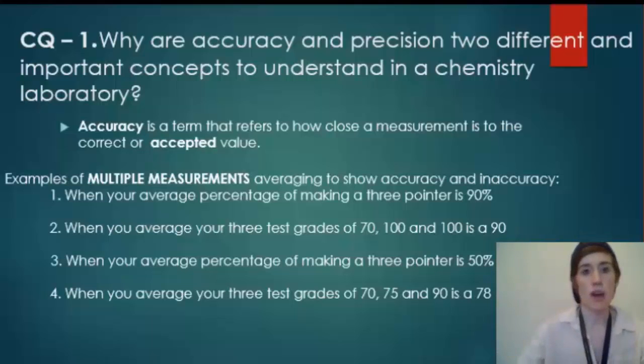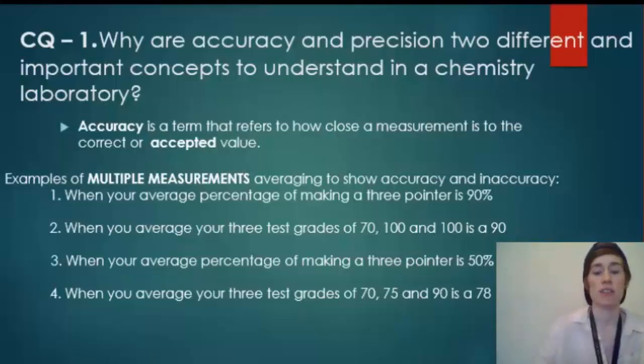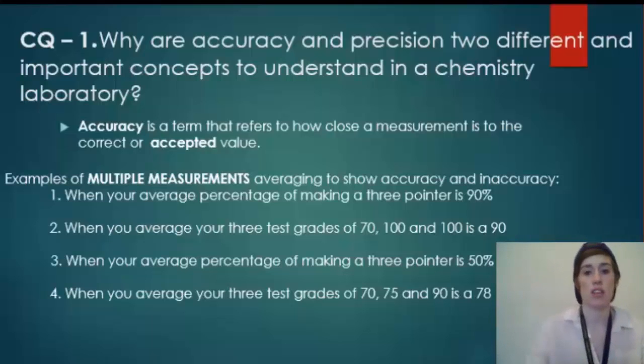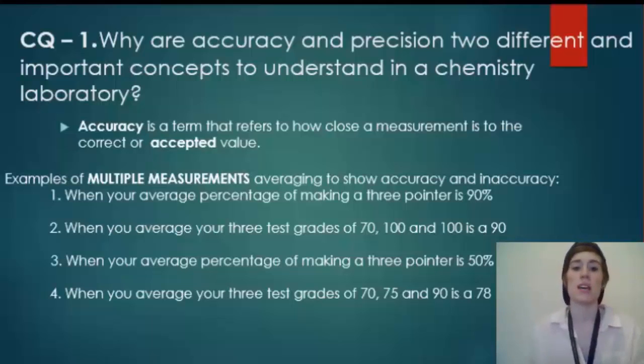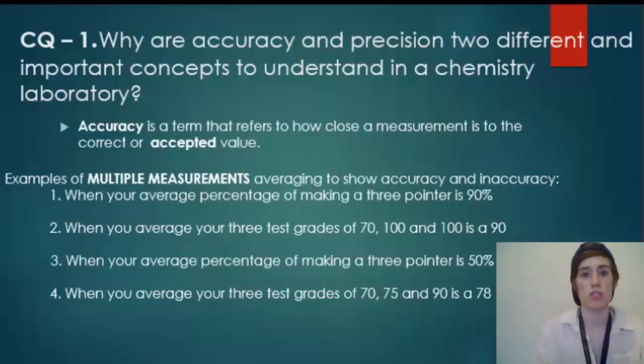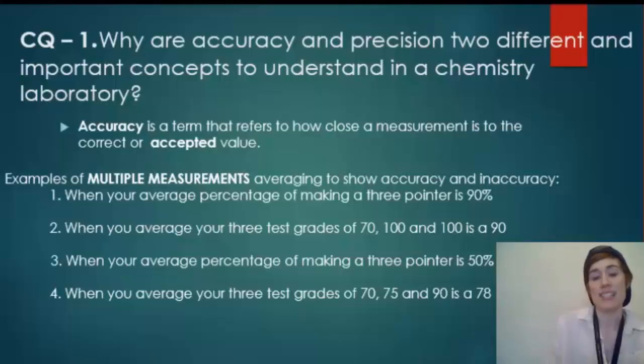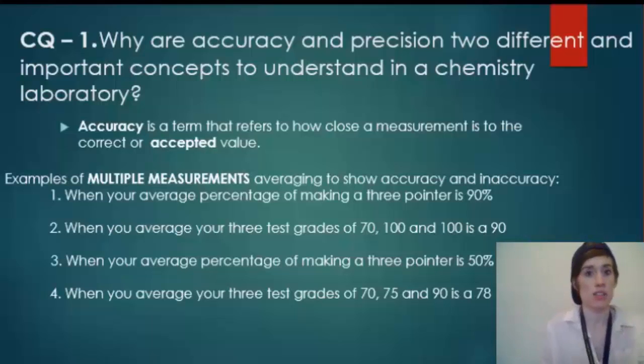Number 2 says when you average your 3 test grades of a 70, 100, and 100, and they average together to be a 90, the average itself is accurate, so we would say these are accurate results. Now, even though you got that 70 and the 70 itself was inaccurate, since it averaged together to be a 90, we call those results accurate.